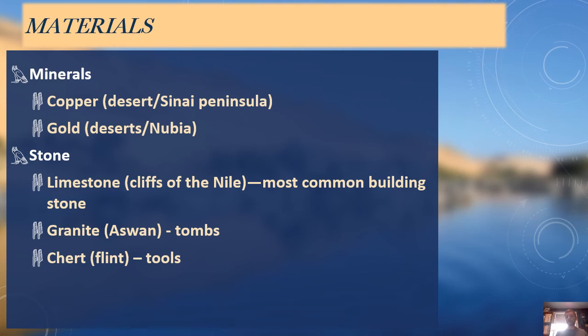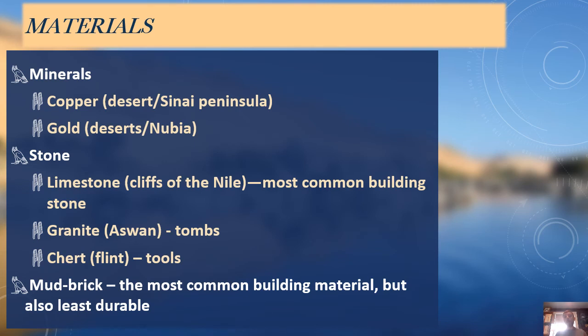The Egyptians had access to flint or chert for tools that they could chip and then turn into arrowheads and other weaponry. But the most common building material is also the one that makes it very hard to know a lot about the ancient Egyptians: mud. Mud brick, very readily available from the banks of the Nile, because you can just go and pull up a chunk of clay and dirt. You could make bricks, harden them, and build a pretty quick building very quickly. But it's not very durable. Over time, the bricks degrade.